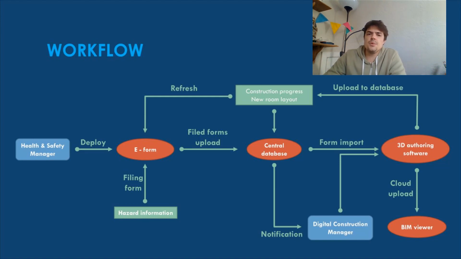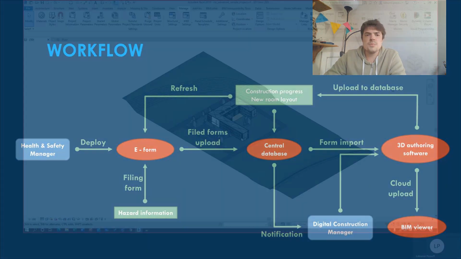After that, he will import the hazard information in the 3D authoring software, and the next step is to upload the 3D model to the project 3D viewer, so health and safety managers and operatives can visualize the hazards. As the construction site is a dynamic environment, new room layouts will need to be created to reflect the ongoing works, so the electronic form can.